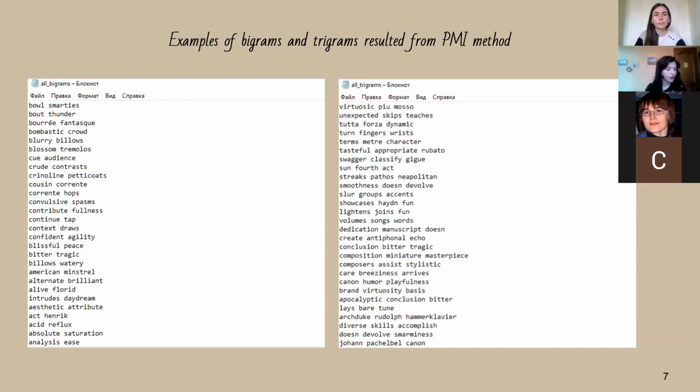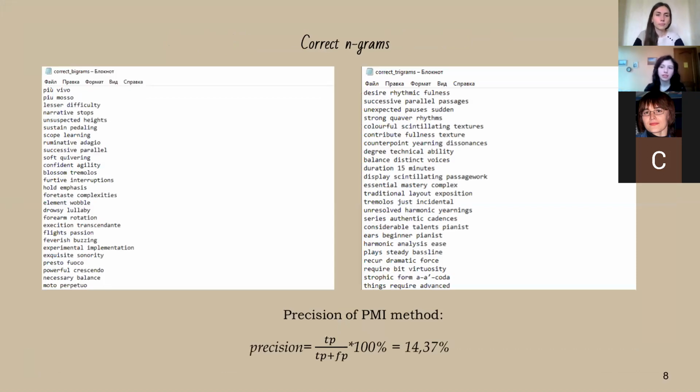As an example, 1,000 bigrams and 1,000 trigrams from the given corpus were taken. As a result, the following bigrams and trigrams were obtained. For example, Pergunt, Blossom Tremulous, and Johann Pachelbel. Bigrams and trigrams suited for indicating the difficulty level were selected from these collocations. For example, contain obligatory competent students, considerable talents, and keyboardist acrobatic skills. Thus, according to the formula, the precision of the PMI method was evaluated as 14 and 37%.